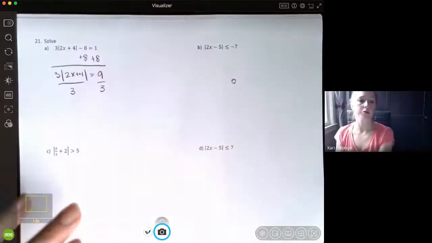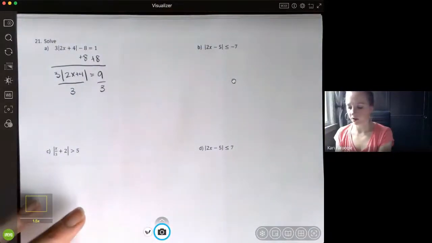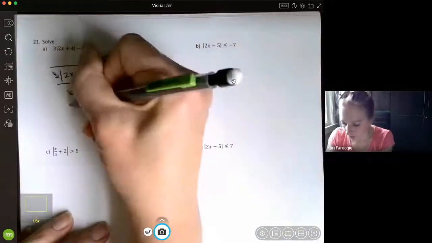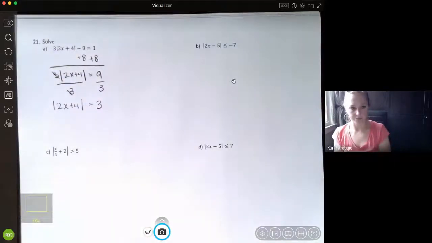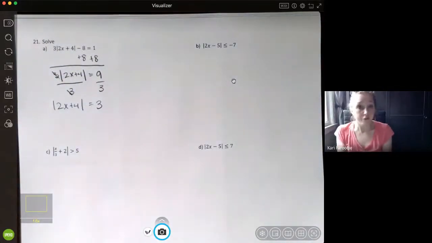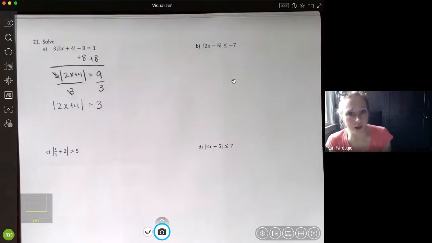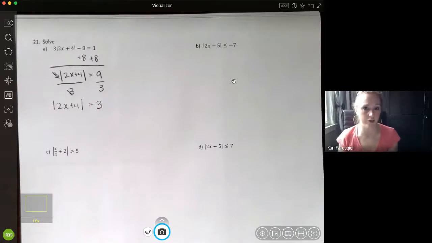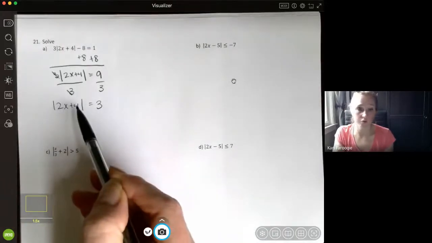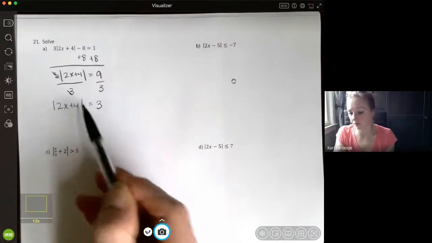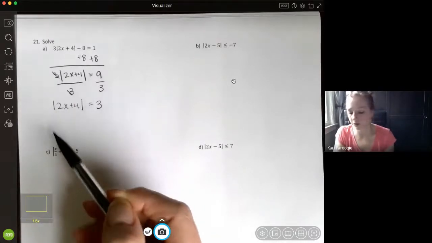Okay. We're going to isolate the absolute value bars. So go ahead and divide both sides by 3, and you get the absolute value of 2x plus 4 equals 3. Now, you're halfway done, because remember, when you're solving an absolute value equation, you need to account for the fact that the expression inside the bars could have been negative. When you take the absolute value of a negative number, you get a positive number. So we need to account for the fact that 2x plus 4 could have been 3, or it could have been negative 3, because the absolute value of negative 3 is also 3.